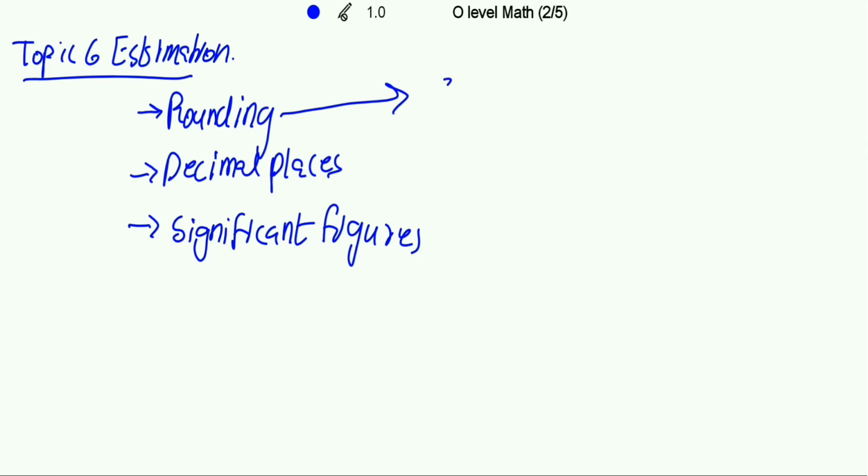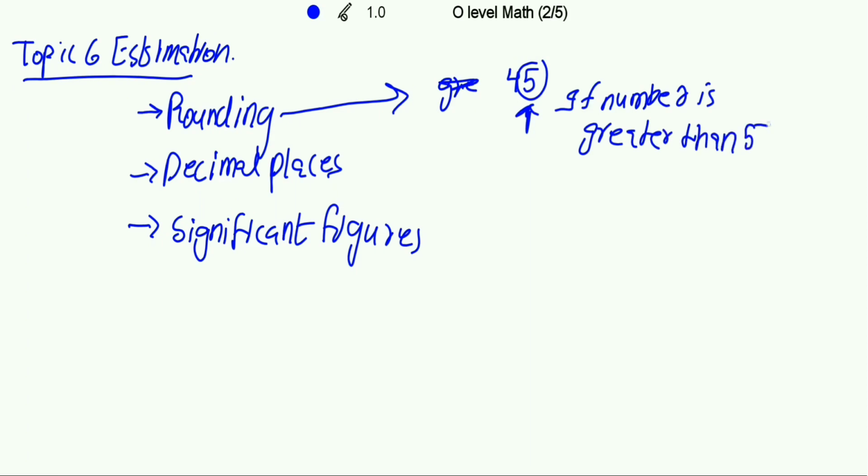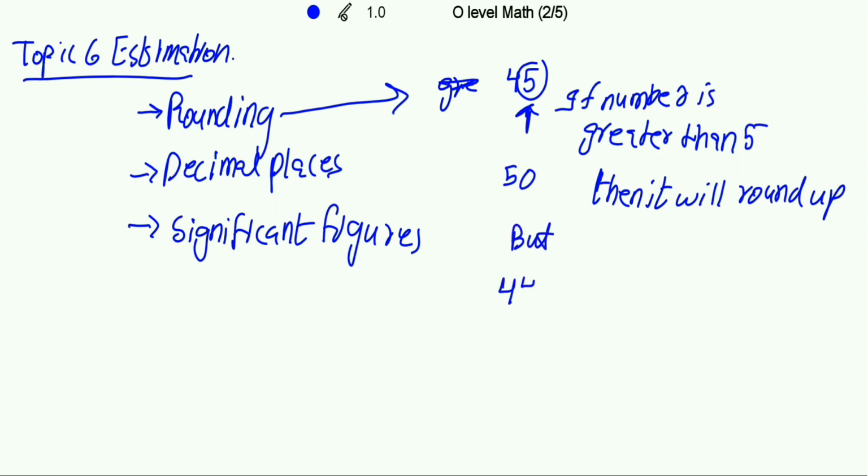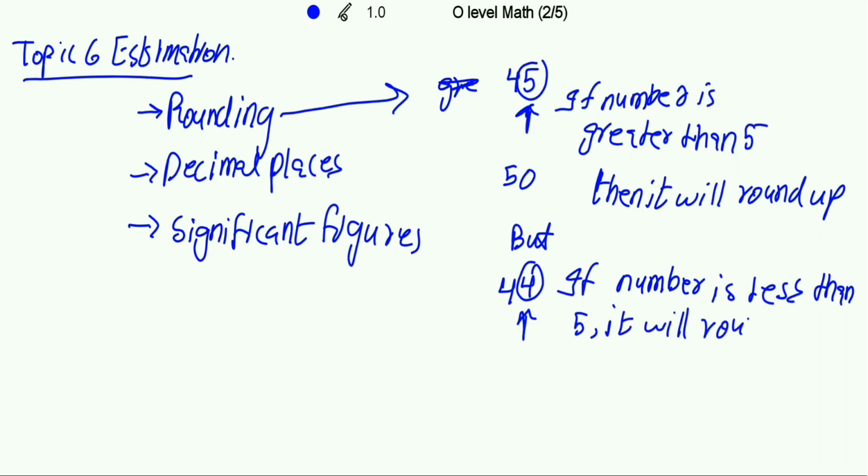Let's say that we have 45. If the number is 5 or greater, then it will round up, so it's going to be 50. But if the number is less than 5, it will round down, so it's going to be 40. This is what rounding really means.